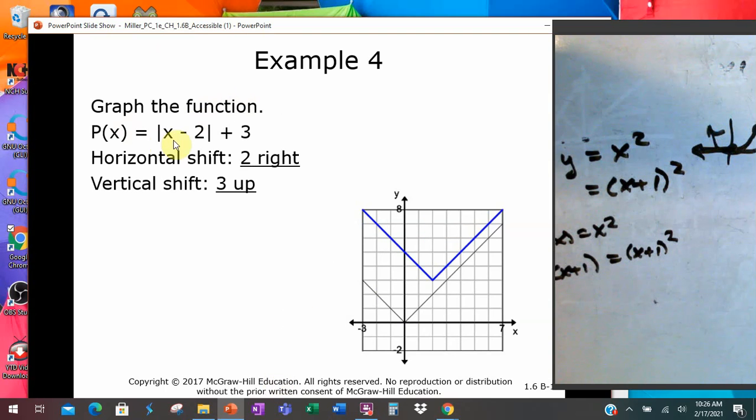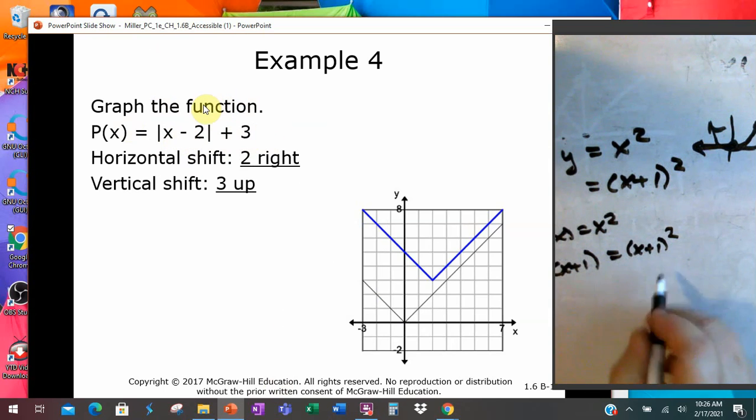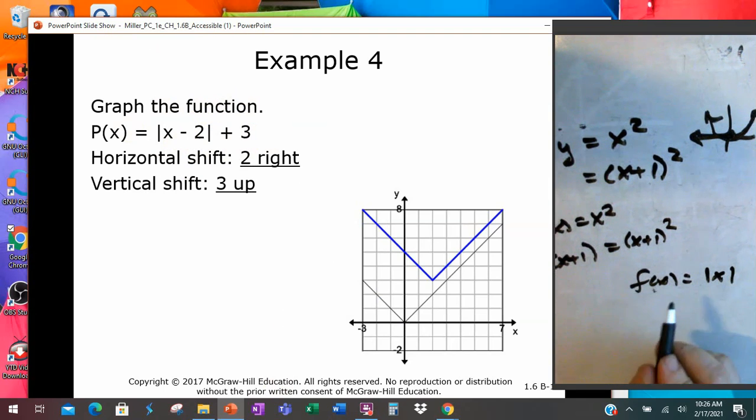Graph the function absolute value of x minus 2 plus 3. Here, my base function is the absolute value. So I picture this. That's what that basically does.